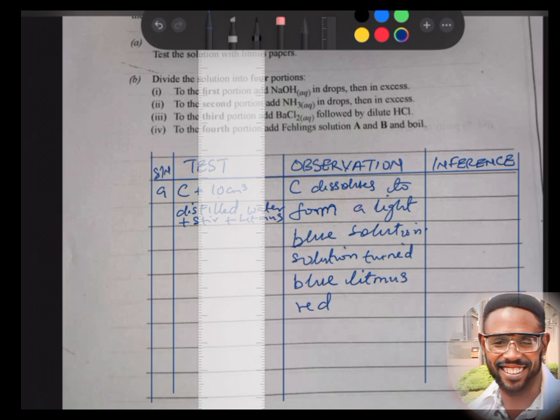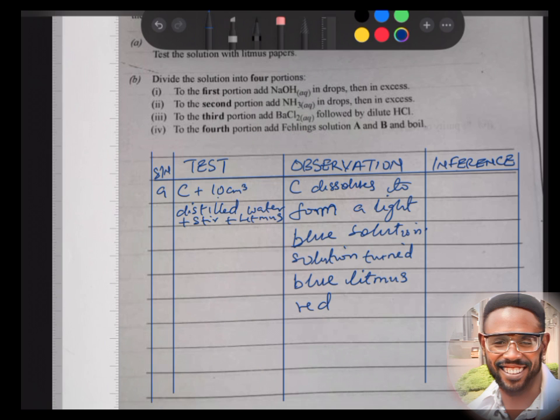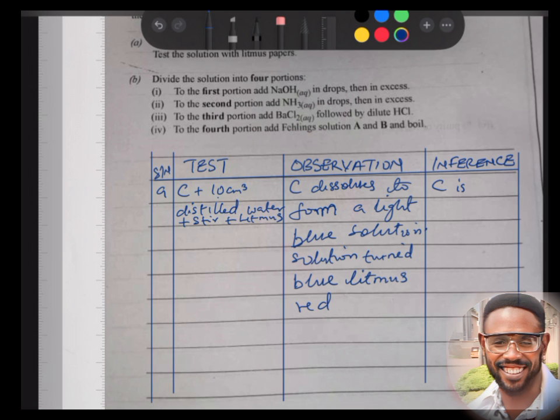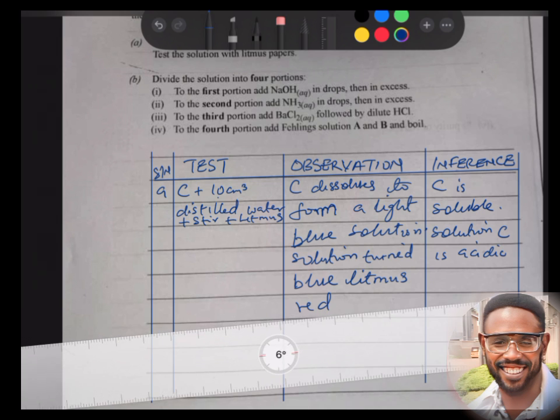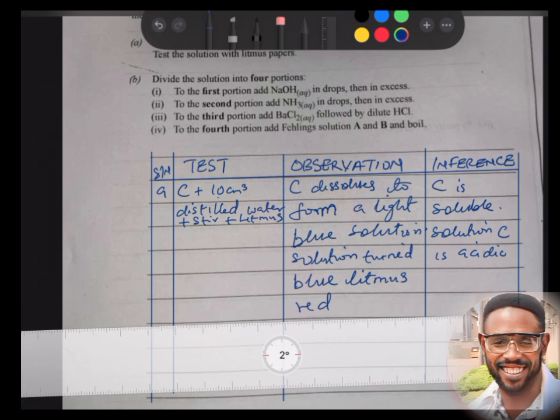Doesn't cost anything. So what should be your inference? You say C is soluble. Solution C is acidic. So each test, when you finish up, you do what? Try to rule.